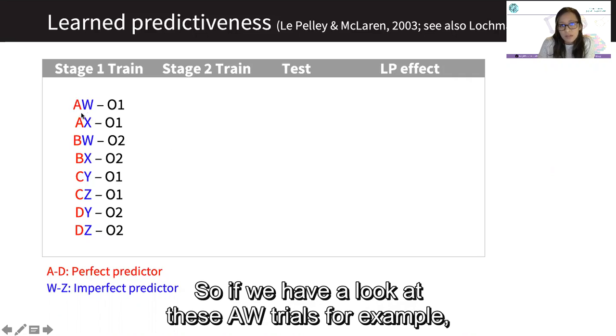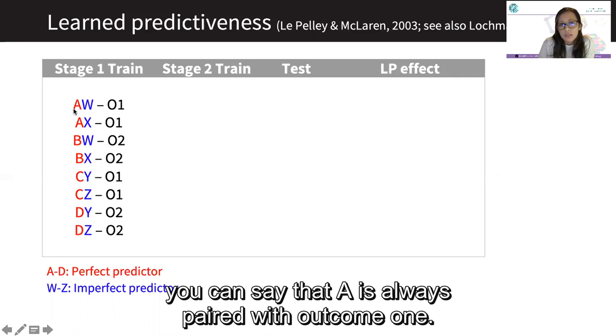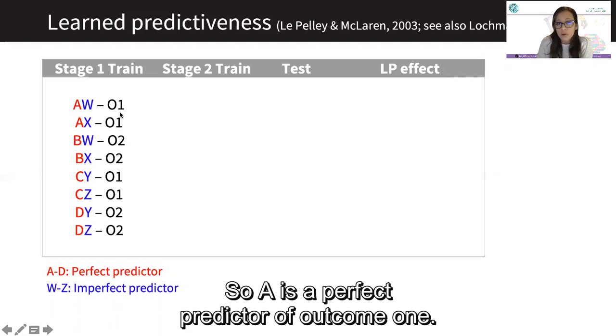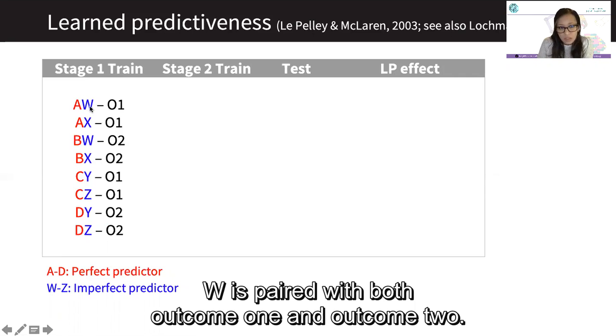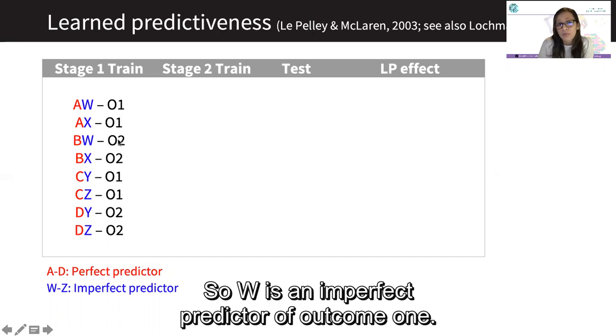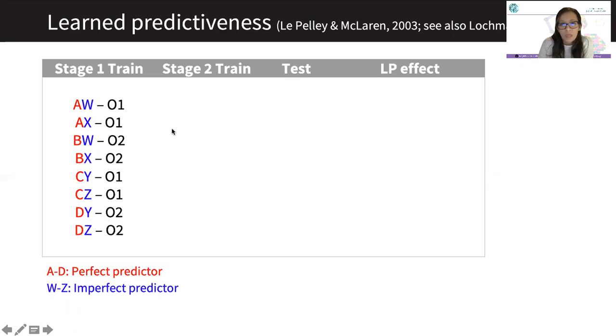So if we have a look at these AW trials, for example, you can see that A is always paired with outcome 1. So A is a perfect predictor of outcome 1. In contrast, W is paired with both outcome 1 and outcome 2. So W is an imperfect predictor of outcome 1.